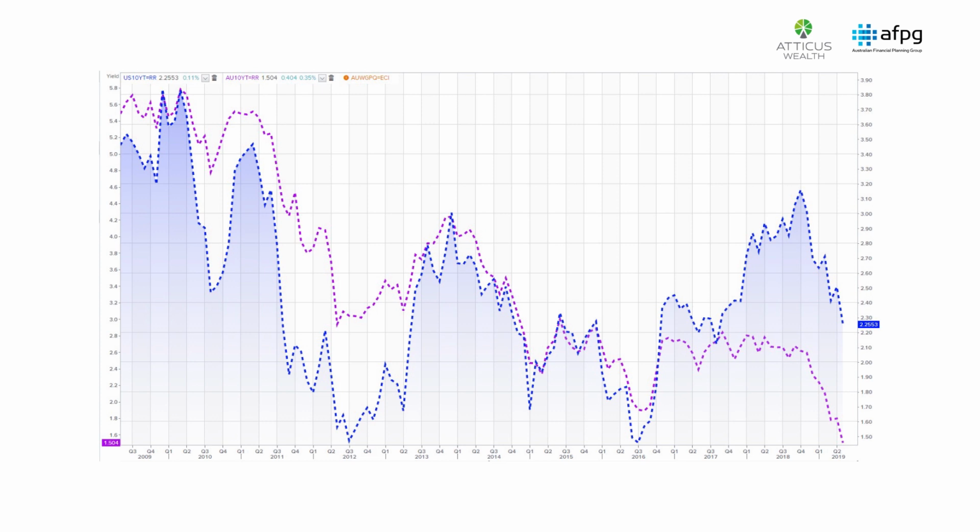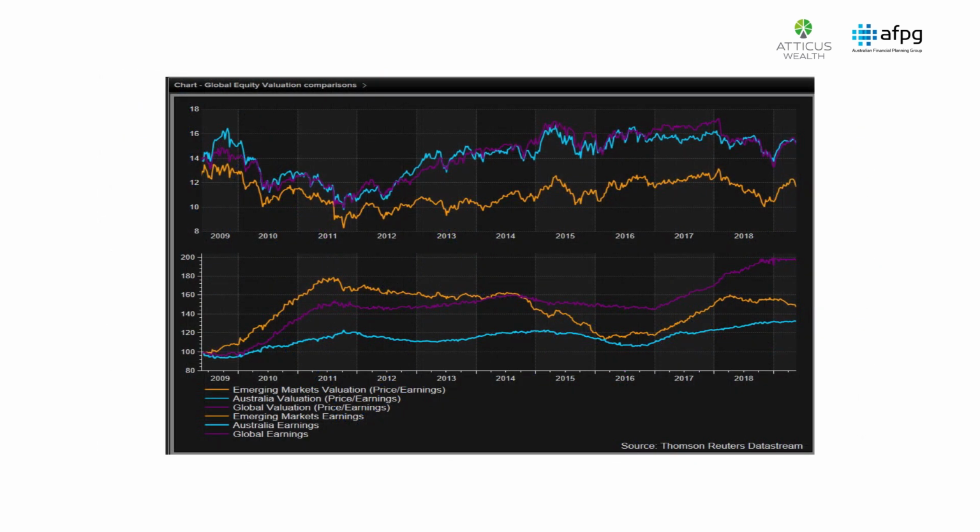The final chart I have here is a regular chart I use, which compares the three major regions in terms of market valuations and earnings. The top part of the chart shows the price earnings level. Emerging markets in yellow, Australia in blue, and global shares are in maroon.